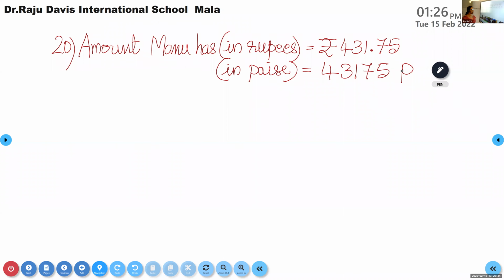In the word problems, here no need of doing any conversions and all. Just remove the point and write all the digits together. Then it will be paise. So from next statement onwards, do by yourself. Next statement, amount Prachi has. First you write in rupees, then convert into paise. Then amount Tina has. First you write in rupees, then convert into paise. Then at last you have to write whose amount is lesser in comparison. Who has the least amount?